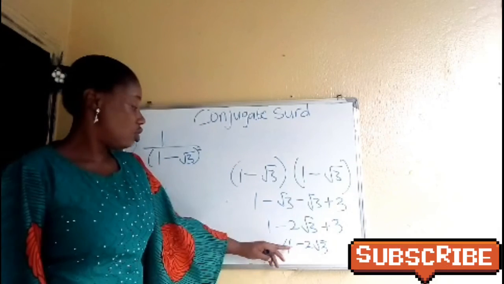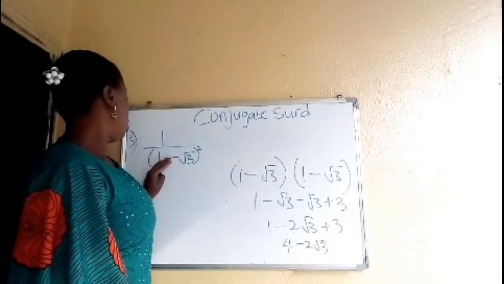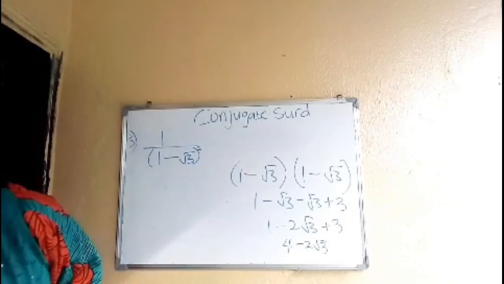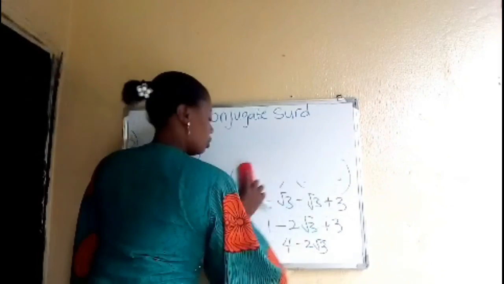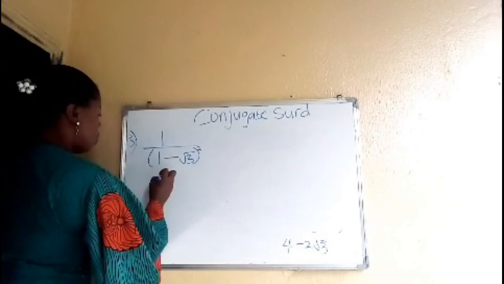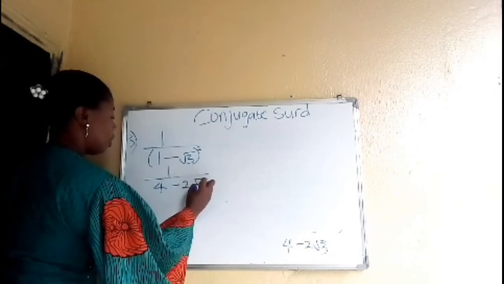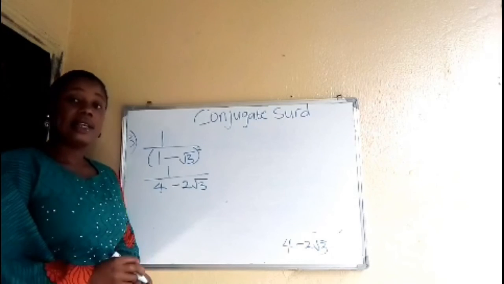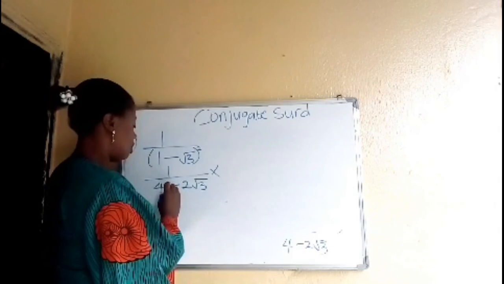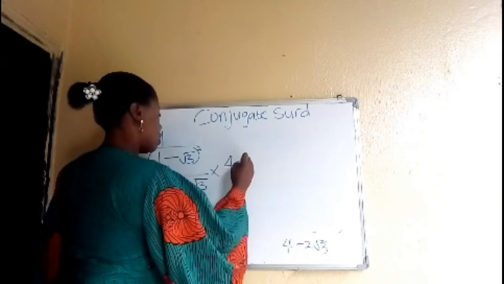Now we are going to substitute 4 minus 2 root 3 in place of this 1 minus root 3 squared. So we'll go ahead and solve that. So 1 all over 4 minus 2 root 3. Now we are going to rationalize the conjugate of the denominator. This is minus here, so the conjugate will be plus.